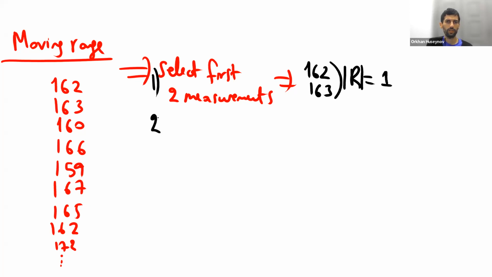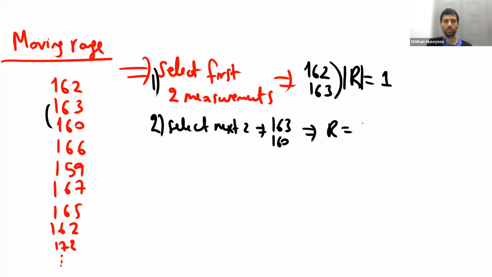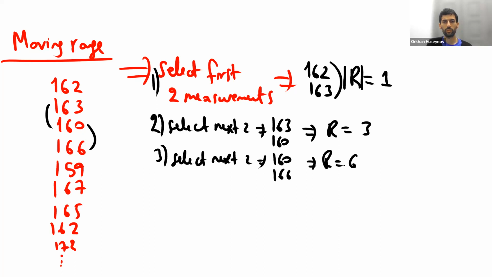And for the second one, I select the next two. So it will be 163 and then 160. So the range value will be 3. And then I select the next two. So it will be 160 and then 166. So the range value will be 6.